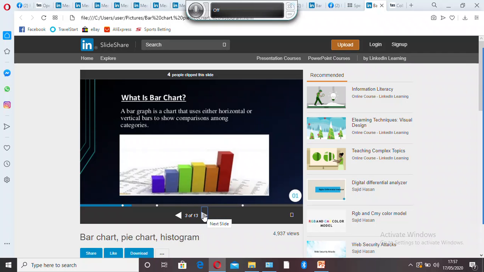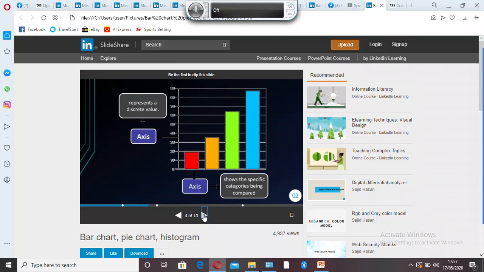Okay, so let's proceed. We want to look at examples. All right, so this is an example. Look at that. This is your axis right here. This axis represents your discrete value, while the other axis shows specific categories you are trying to compare. The specific categories you are comparing is what you represent with this axis.